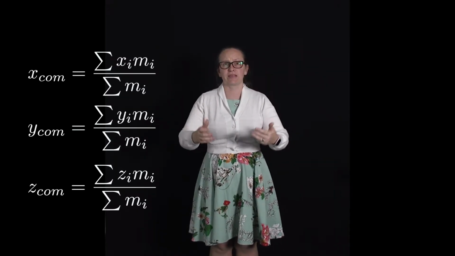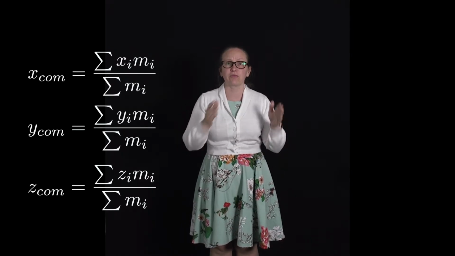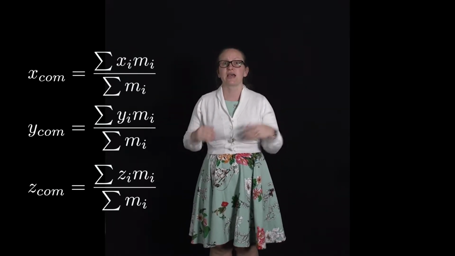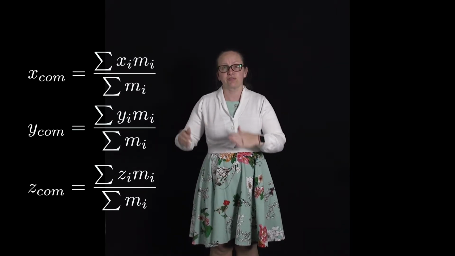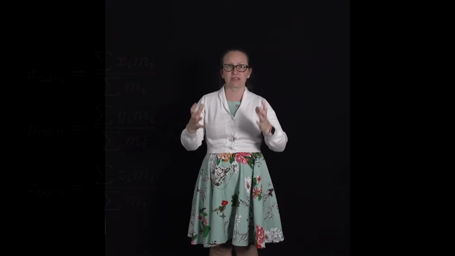So we just break the problem down, we consider each of the dimensions, and we can get the center of mass where it lies in each of those dimensions, and then we put it all together and we've got our coordinate for our center of mass. So let's have a look at an example of a problem that we can solve with this method now.